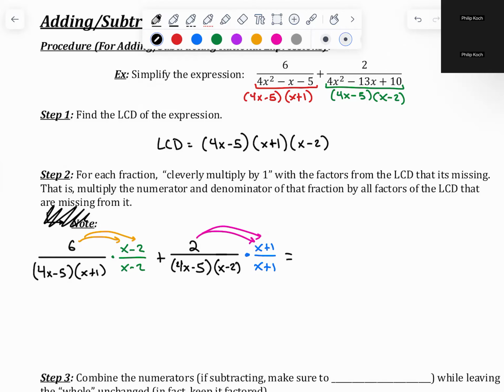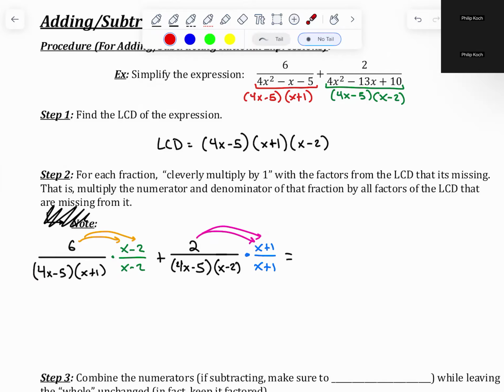Notice that when I combine these two things, the first fraction has a factor of 4x minus 5, x plus 1, and x minus 2. So does the second fraction. It's just jumbled differently. But remember, multiplication is commutative, so we can jumble it however we see fit.